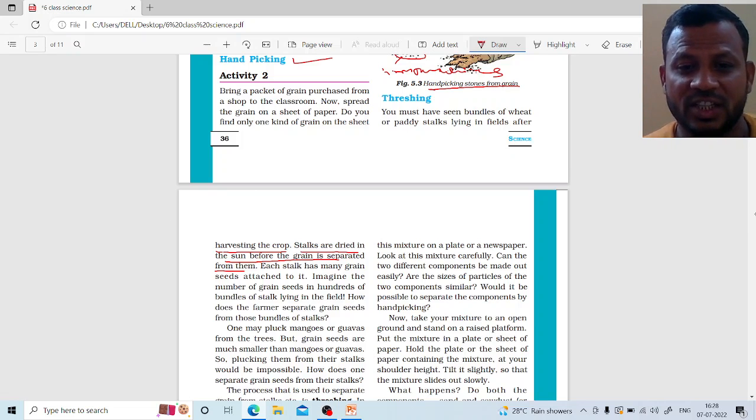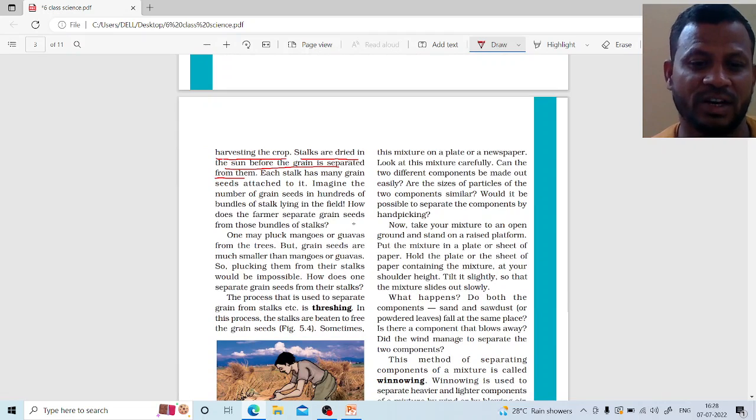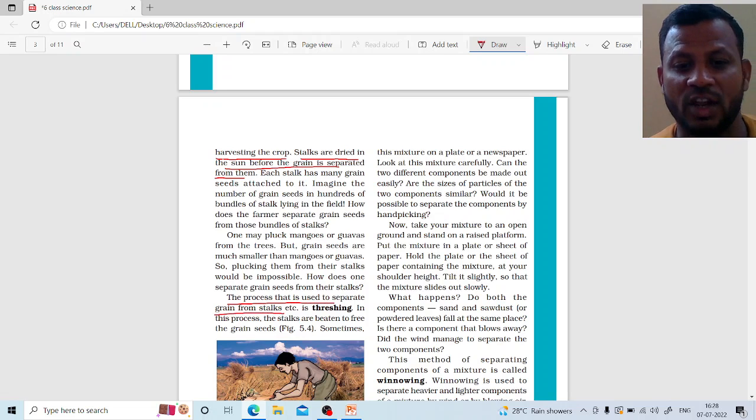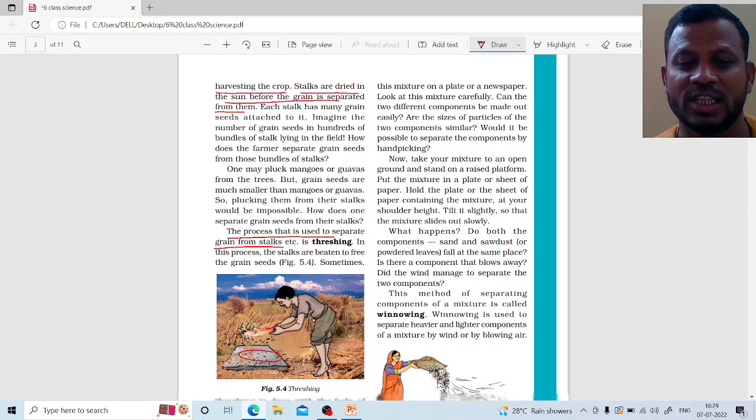The threshing method is used to separate the impurities from the harvested substances. What is threshing? The process that is used to separate the grains from the stalk. Here you can see in this picture, a person is separating the grains from the stalk. He is beating these crops against a stone to separate the stalks from the grains. This is known as threshing.